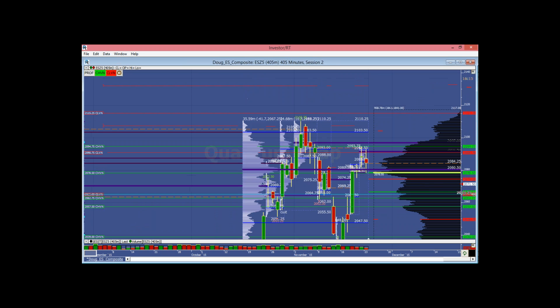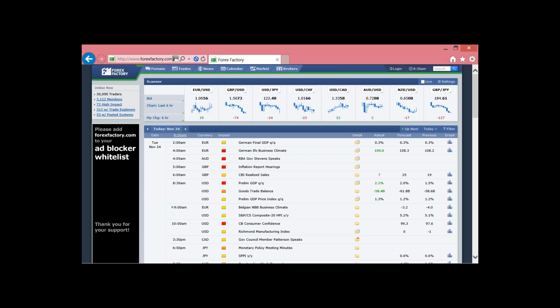So right now we had GDP come in a little bit better than expected. Let's take a look at the news. GDP came in at 2.1 versus expected 2.0. Goods trade balance was expected negative 61.8 billion, came in at negative 58.4 billion, and then GDP price index quarter came in at 1.3 versus 1.2. We do have the S&P composite HPI that just came out. It came out slightly better as well.